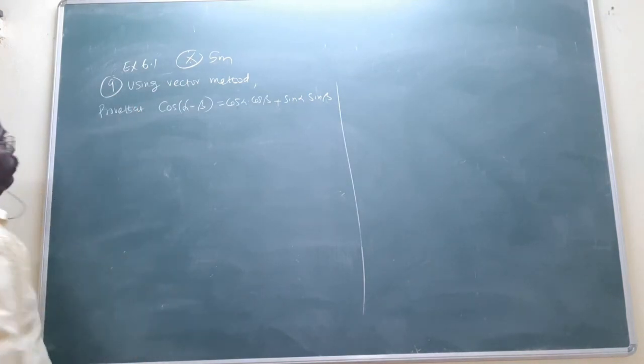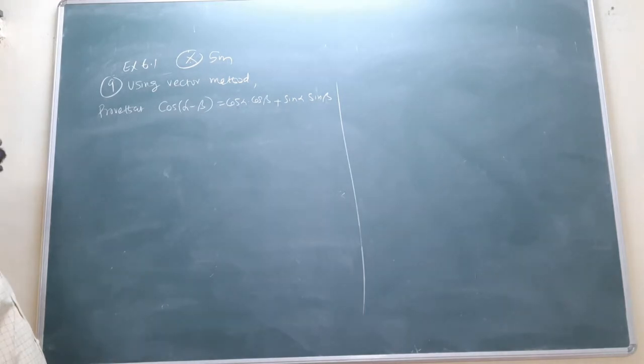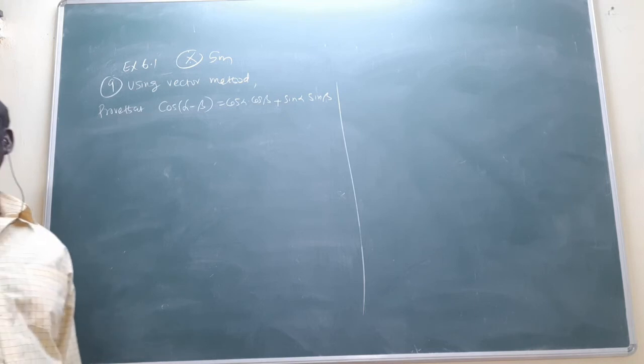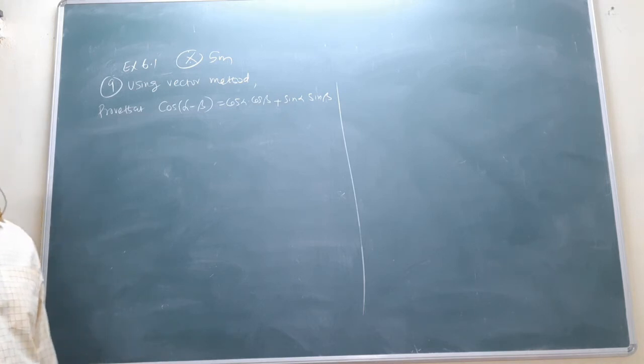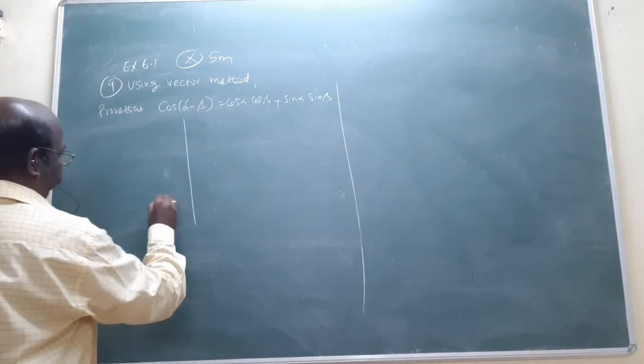Question 9. Using the vector method, prove cos(alpha minus beta) equals cos alpha cos beta plus sin alpha sin beta. Question number 9, important final question. The same problem was proved using the trigonometric method already in the 11th chapter, but now in the vector method. For this problem, first draw the diagram.